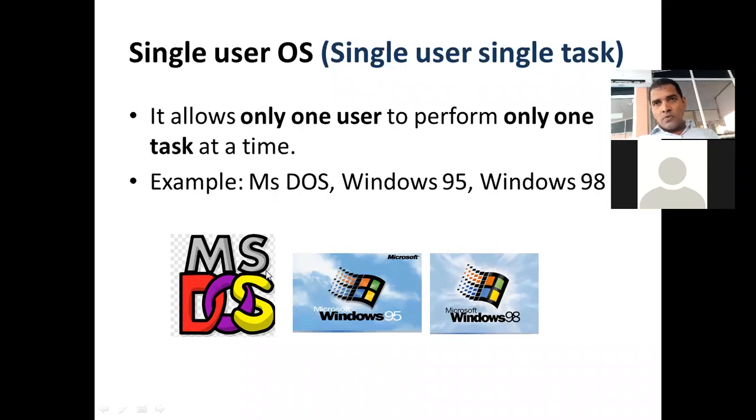Remember the examples, these are important, right? These can be asked in the first part, so remember them. All of them are from Microsoft Corporation. So this is Microsoft disk operating system. Then Microsoft Windows 95, right? Microsoft released a Windows version called 95. That is also single user, single task. Then after some time, they released another version, Windows 98. That is also single user, single task, right? So these are some of the examples for single user, single task. One user at a time can perform only one task, right?